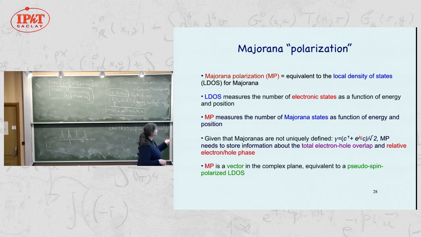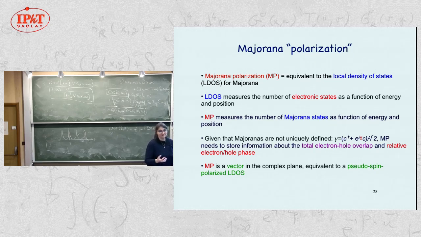Another thing which we used a lot when we talked about Majorana is some nice quantity which we introduced. We called it the Majorana polarization. If you heard me talk about it before, maybe you heard about it. I talked a lot about the local density of states. The local density of states is telling you how many electrons I have at a given position, at a given energy.